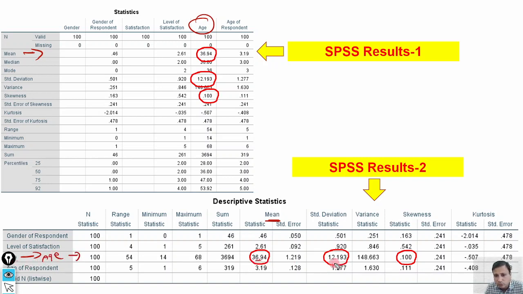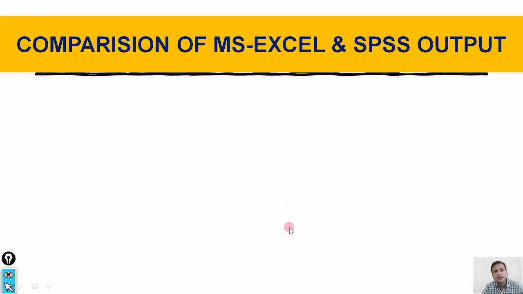So 36.92, and 12.19 is the standard deviation. This is again the same value. Skewness 0.100 is the same. Again, this is simply the process. I just wanted to highlight that using this process we get the results. Now what is the meaning of each of these values, we'll see in the upcoming lectures. Fine. Now let me take you to the further slide, and this is a very important slide.